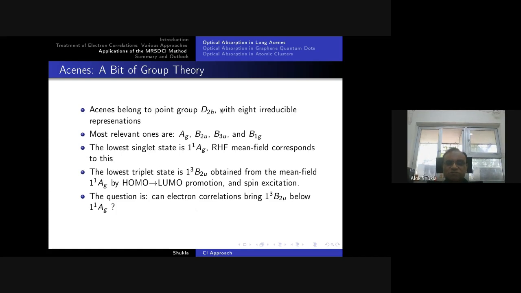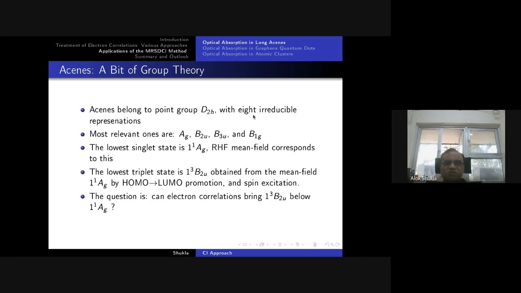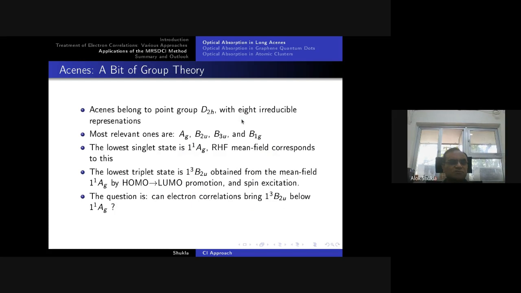Okay, so one brief thing, by looking at the structure, and if you have some feel for group theory, you will immediately recognize that all the acenes with uniform bond lengths and uniform bond angles will correspond to D2H point group. In principle, the bond lengths and bond angles may be slightly non-uniform, but we also did a calculation of a small non-uniformity, and we saw that the results deviate very little as compared to the uniform bond length. So that is why we have continued with this particular approximation.